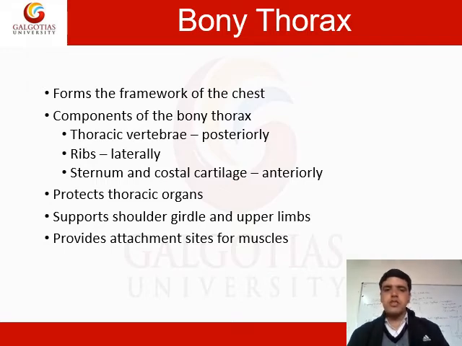Next is the bony thorax, which forms the framework of the chest. The components of the bony thorax include the thoracic vertebrae in the posterior portion. Apart from that, there are the ribs and sternum. The sternum and the costal cartilage can be found in the anterior portion. Ribs are found in the lateral portion. So it completely forms a cage-like appearance.